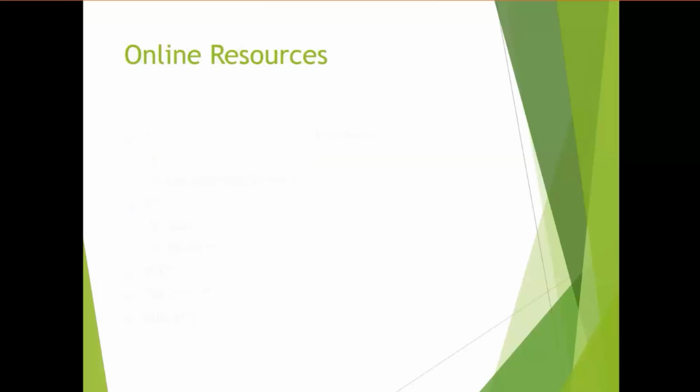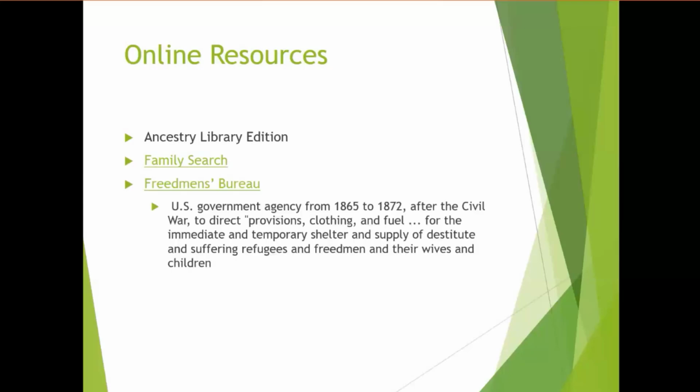Some online resources. Of course, we can always go to Ancestry Library Edition, which is provided free through the Broward County Library System. FamilySearch, the Freedmen's Bureau, AfriGeneas, and Cyndi's List. The Freedmen's Bureau was set up after the Civil War to provide temporary shelter and clothing and money to refugees and their wives and children. So I'm going to come back to the Freedmen's Bureau in just a moment.